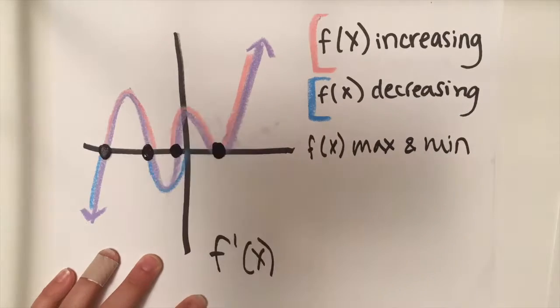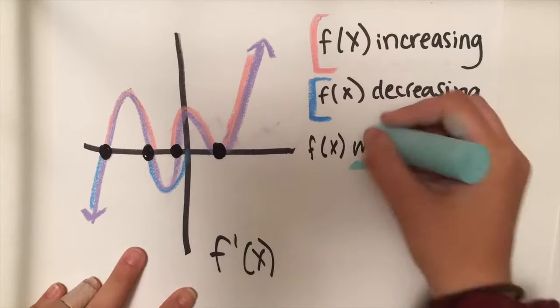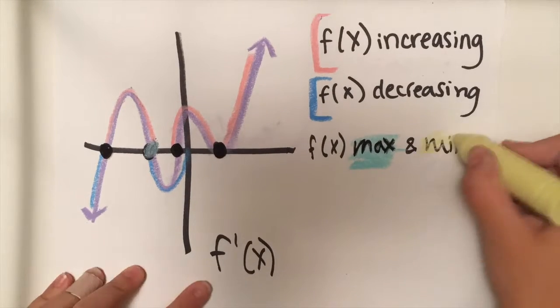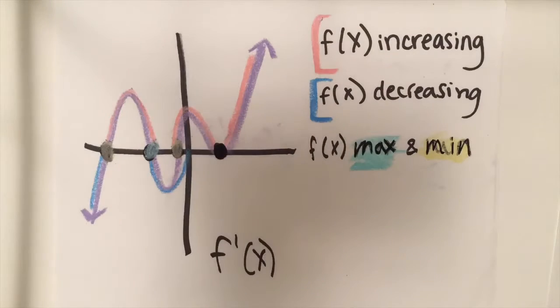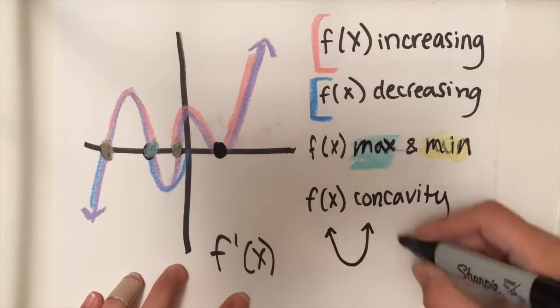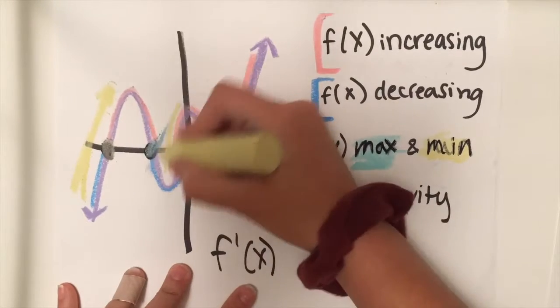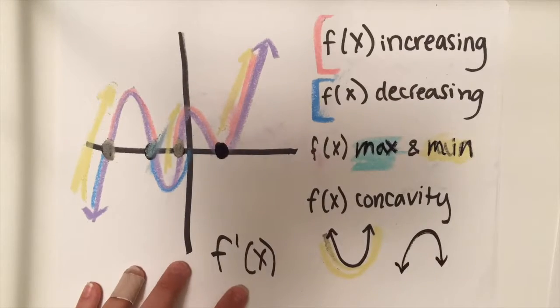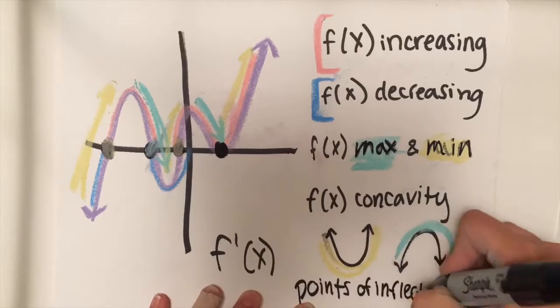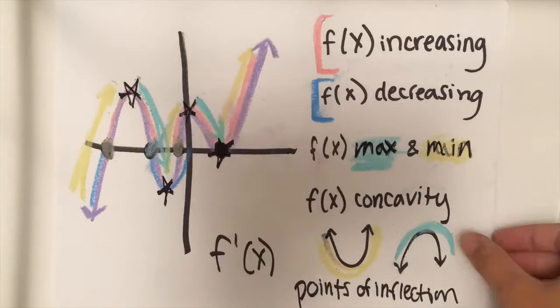We can find maximums where f prime of x changes from above to below the x-axis, or in other words, from increasing to decreasing. Minimums are where f prime of x changes from below to above the x-axis. F of x is concave up when f prime of x is increasing, and concave down when f prime of x is decreasing. Therefore, the points of inflection then occur at maximums and minimums of f prime of x.